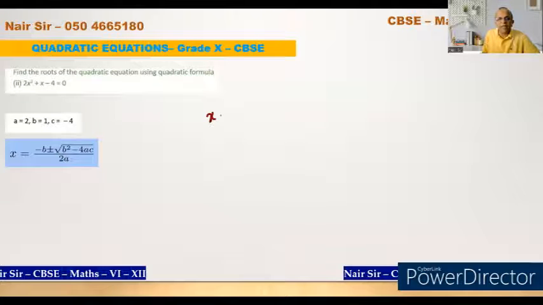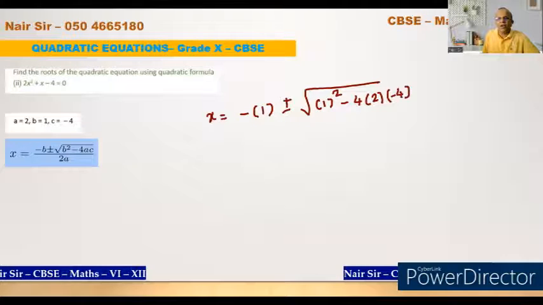Okay. X is equal to minus B plus or minus square root of B square minus 4AC. A is 2 and C is minus 4. Now watch this very carefully. Integer multiplication, you have to be watchful. Integer addition, integer subtraction, integer multiplication, integer division. That is the only place where you will make mistakes after working so hard.